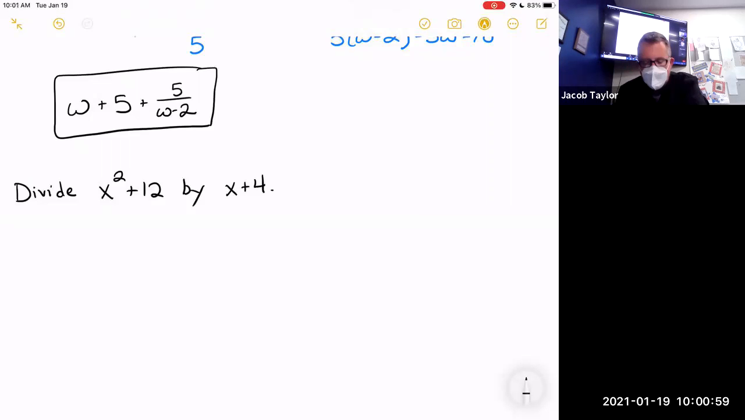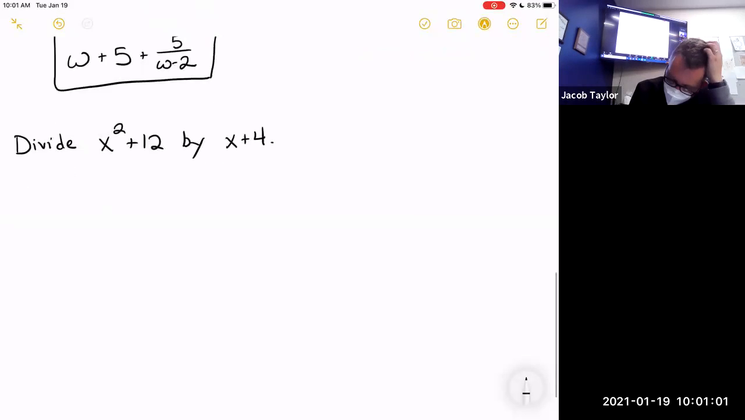Okay. So I'm dividing by x plus 4. The x plus 4 is the divisor, because it's a binomial. The divisor lives outside the house.